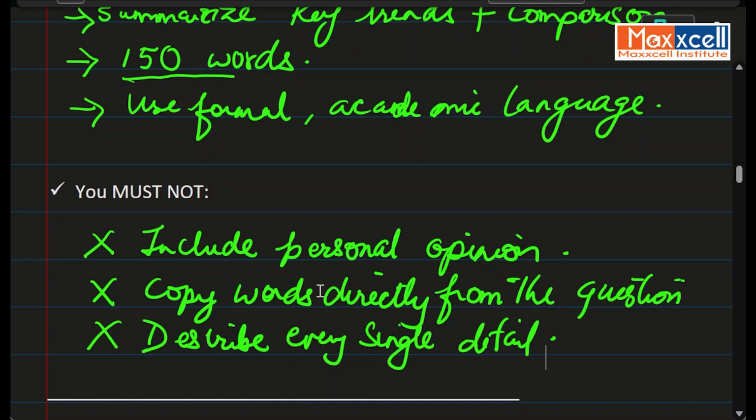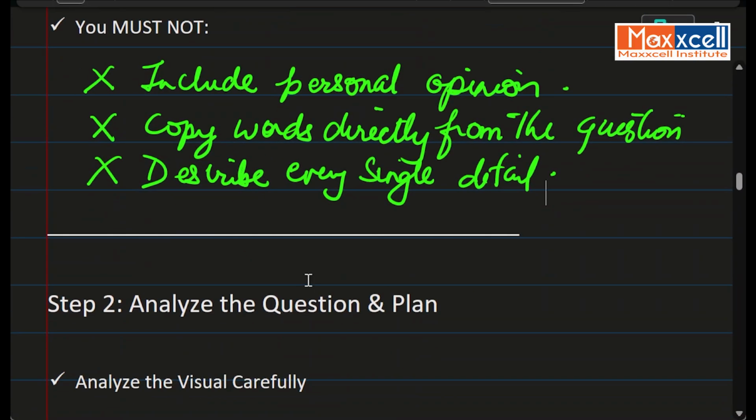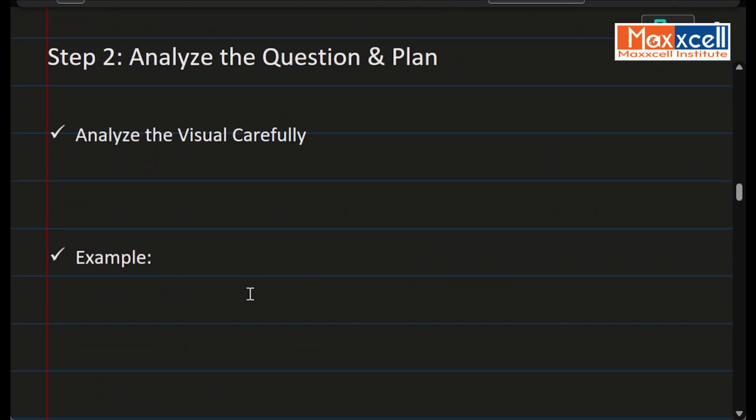So understand the task requirements. अगर ये आपको ध्यान में आ गया, then automatically आप first step achieve कर रहे हैं. So next step देखते हैं क्या है. Now in the next, second step, step 2, you need to analyze the question and plan.